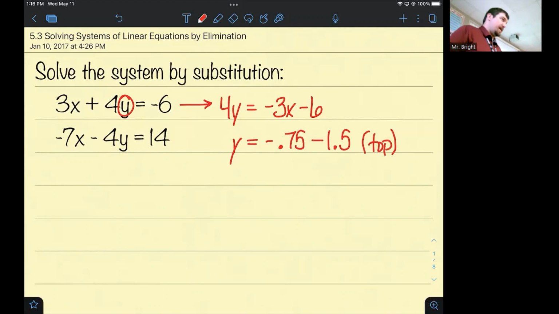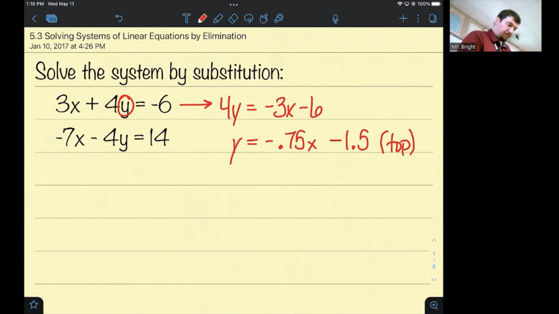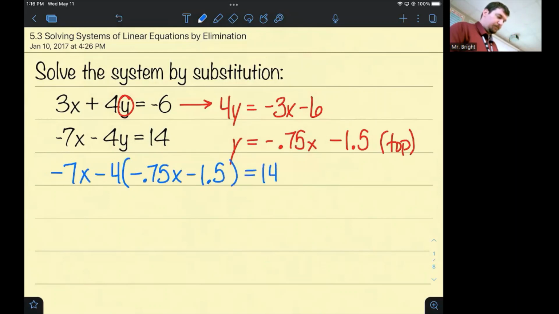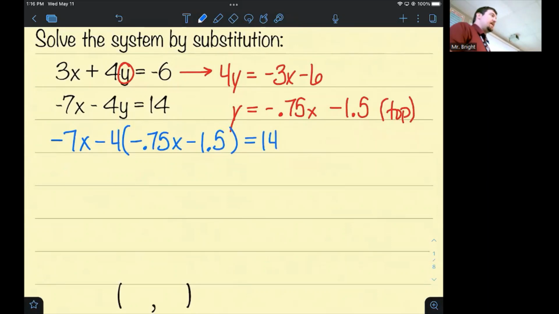So every time you see a y, we would plug in negative 0.75x minus 1.5, because there should be an x there. So the bottom equation is now going to say negative 7x minus 4 times the parentheses, negative 0.75x minus 1.5, equals 14. And then we distribute.